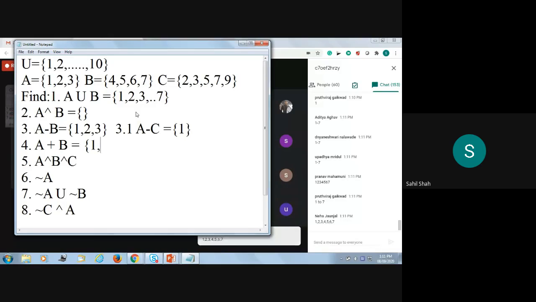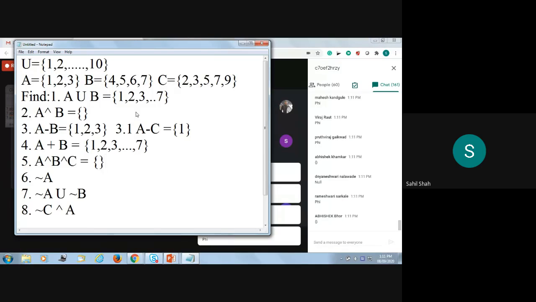Okay. I will have all the elements. Very nice. Okay, fine. A intersection B intersection C. 1, 2, B. No, nothing. Okay, if you find it, then empty set. Very nice.